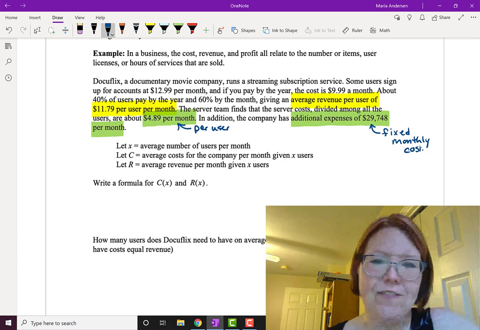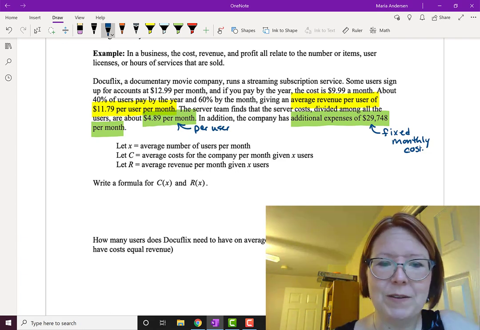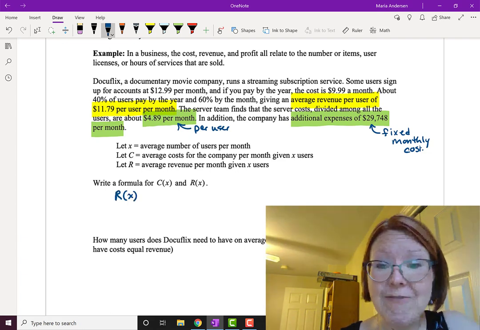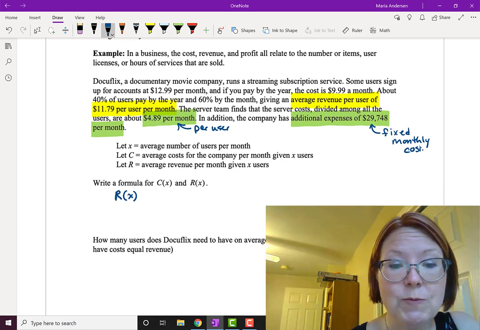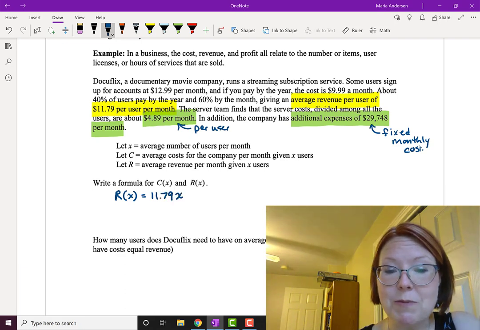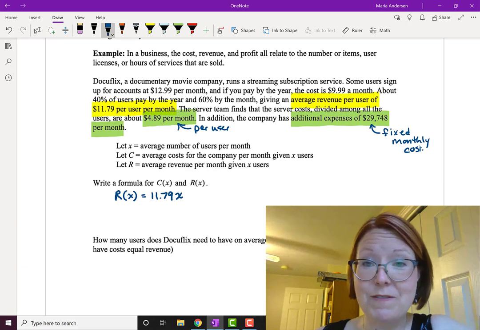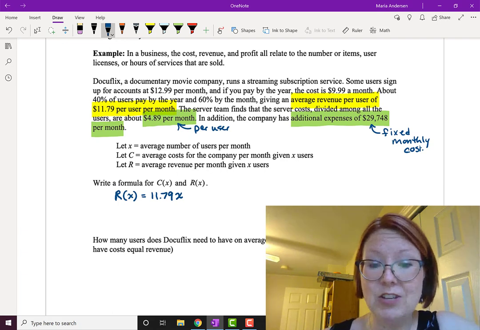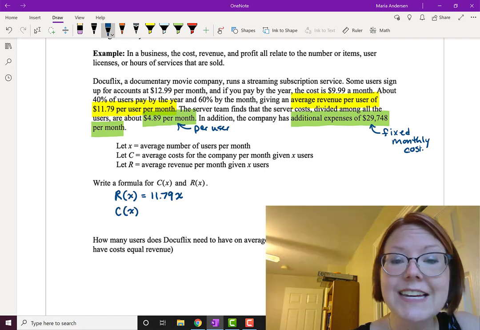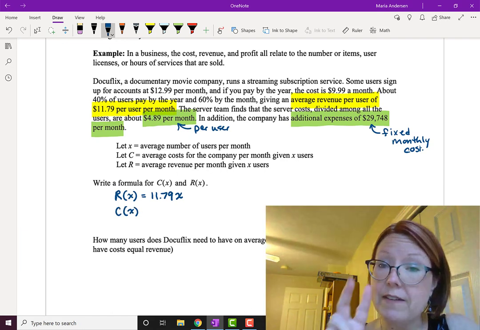Let's start with R of X because that's actually the easier formula to write. We know that our average revenue per user per month is $11.79, which means that for every user, we're making $11.79 a month. We're simply going to multiply that by X, the average number of users in a month, and that should tell us about what our revenue is. So for example, if we had 1,000 users, that would be $11,790.